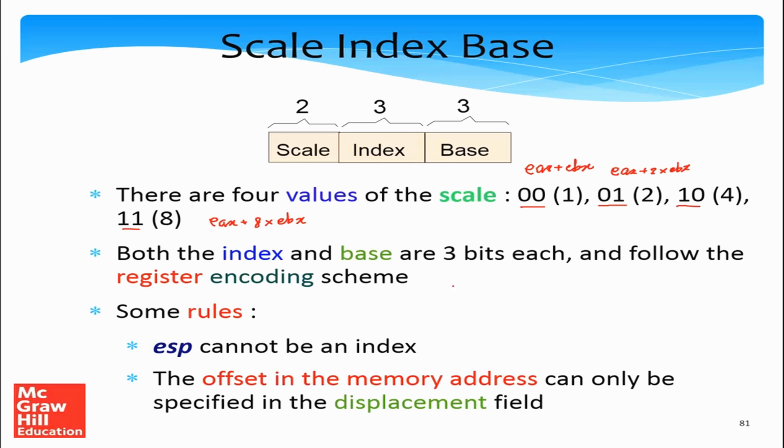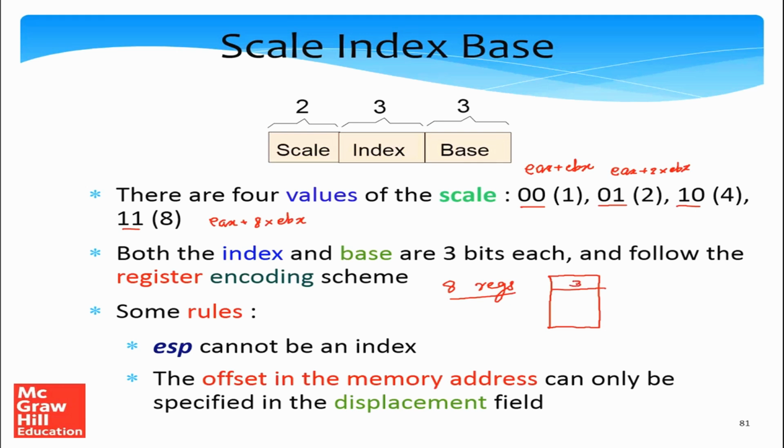So we have 8 registers in our repertoire. The register encoding scheme encodes these 8 registers, and this will be there on the next slide. So basically for 8 registers, how many bits do we require? We require pretty much 3 bits.